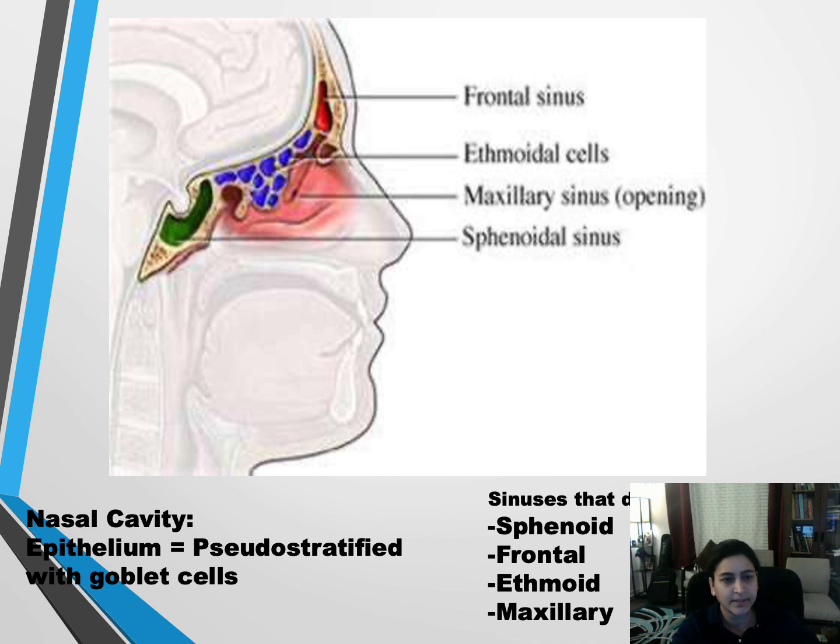This diagram shows the sphenoidal sinus, the ethmoid region, ethmoid bone, the frontal sinus, and the maxillary sinus. These are cavities, sinuses, and the mucus sometimes gets infected in these particular regions.